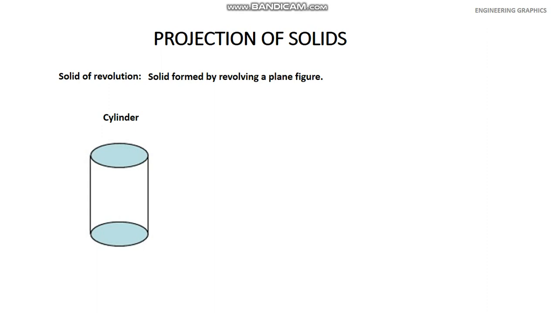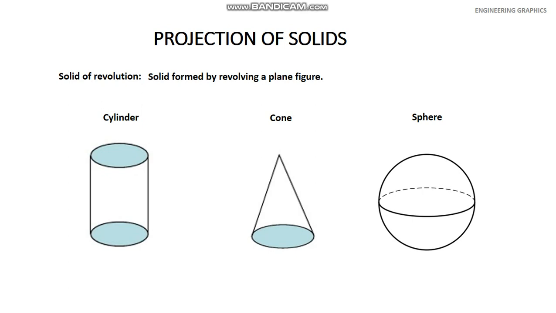Solid of revolution, three examples are there. Solids of revolution are the solids which are formed by revolving a plane figure. Cylinder is the example. And how is the cylinder formed? When we revolve a rectangle about an axis, then cylinder is formed. Cone is formed by revolving a right angle triangle, and a sphere is formed by revolving a semicircle about its diameter. So that's why the name solid of revolution.